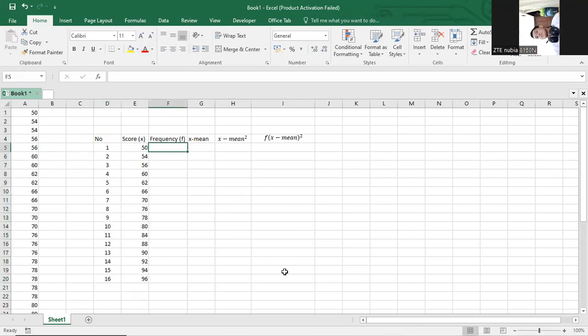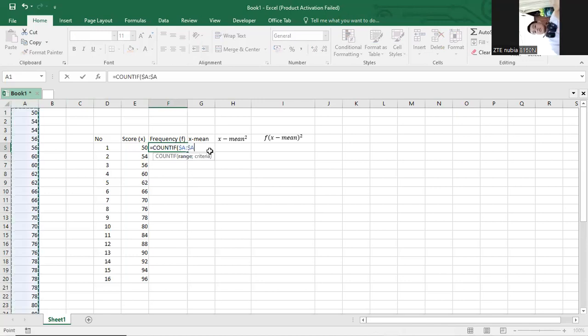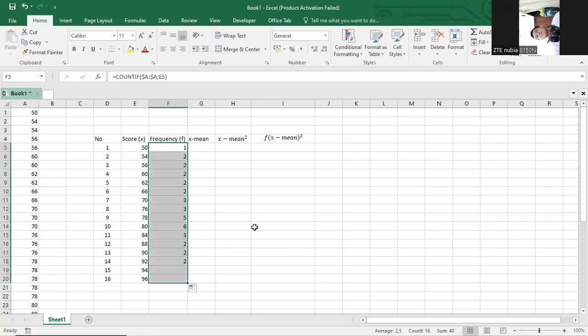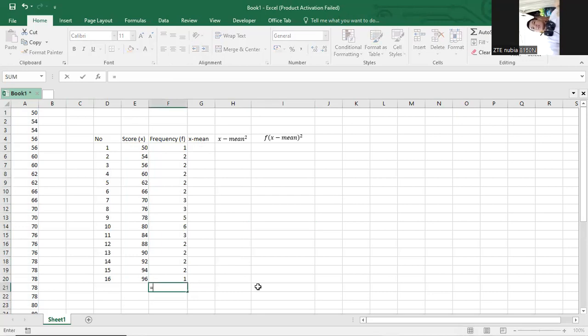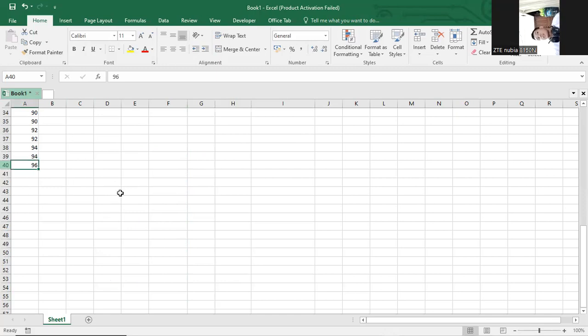And how to find frequency is we use the formula called COUNTIF. COUNTIF, and we block the range here in column A. Don't forget to make it absolute. And we block the data in score or X and click enter. And we found the frequency is 1, and we drag it to the bottom, and we found all the data here. And we sum it to know how much the data is, and it's 40, and it's the same.